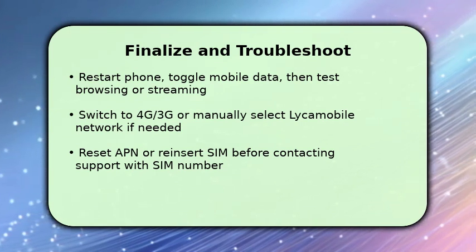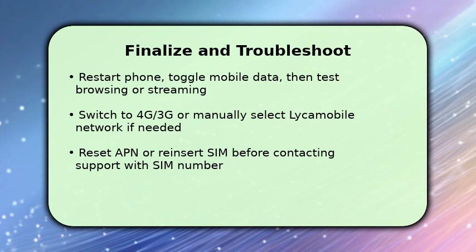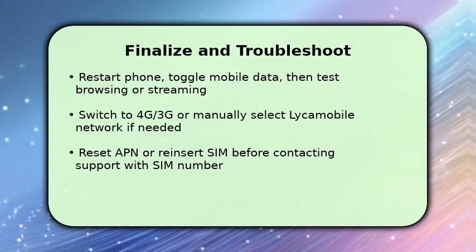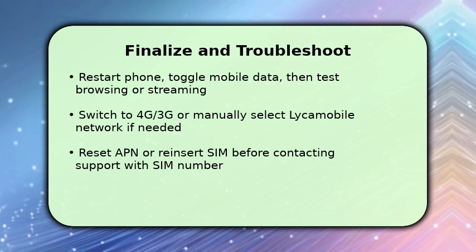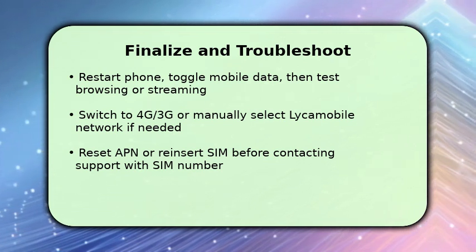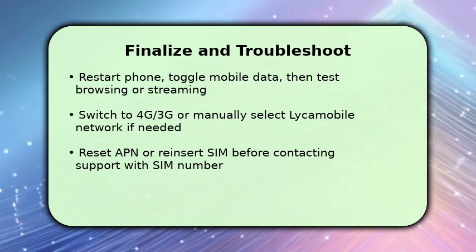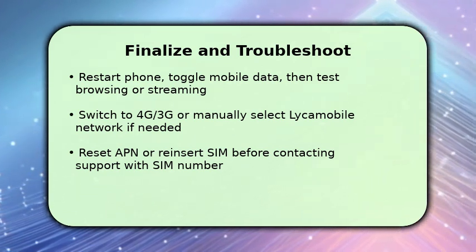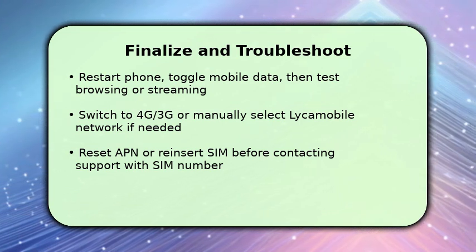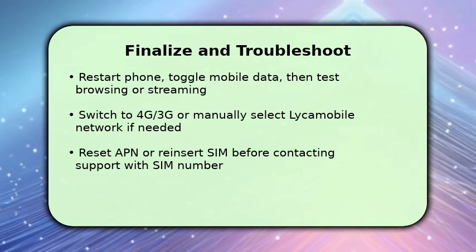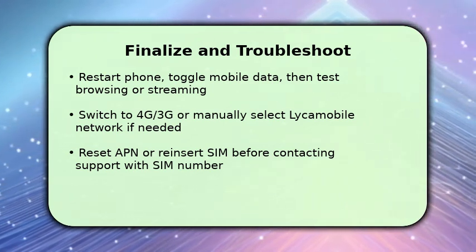Restart the phone to apply APN changes, then disable and re-enable mobile data and try loading a web page or streaming a short video. If data is still not working, switch network mode to 4G/3G in mobile network settings and try manual network selection on Lycamobile. If problems persist, clear or reset APN to default and repeat activation steps.